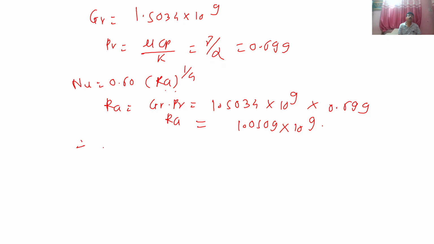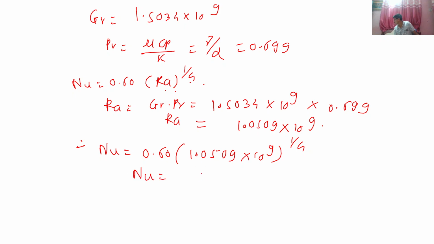So नसेल्ट नंबर इज इक्वल टू 0.60, Rayleigh नंबर की वैल्यू कितनी आई 1.0509 इंटू 10 रेज़ टू 9, रेज़ टू 1/4. If I calculate the Nusselt number, answer is coming around 108.02. Now after Nusselt number, how to get h from Nusselt number?